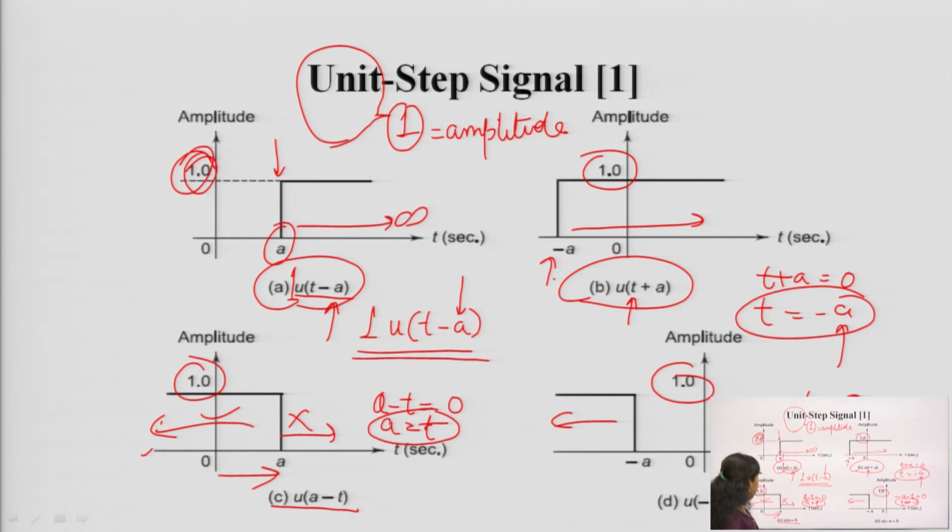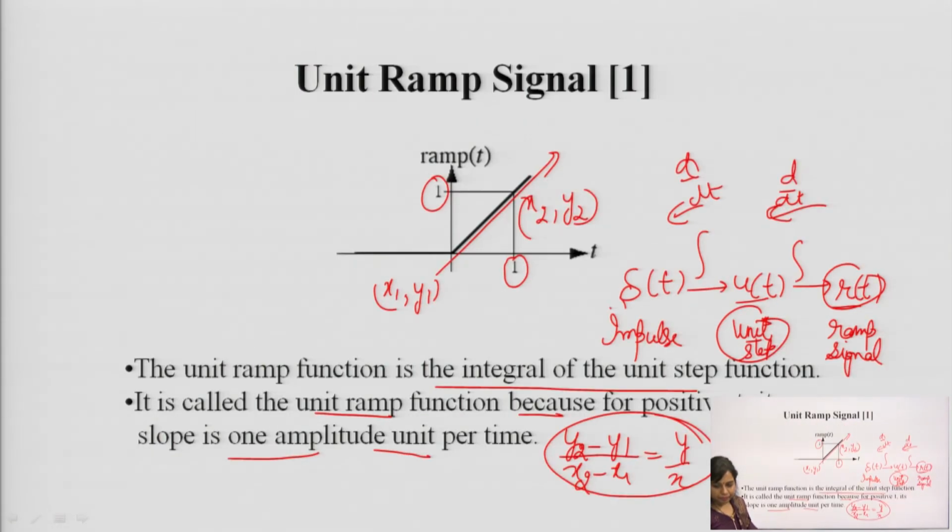Next one is u(a minus t). Again, it is a time reversed version of the input signal, and it extends towards minus infinity, and it starts at a. In this case it will start at minus a and extend up to minus infinity. So, this is about the unit step signal.